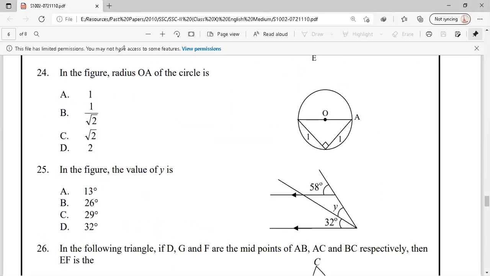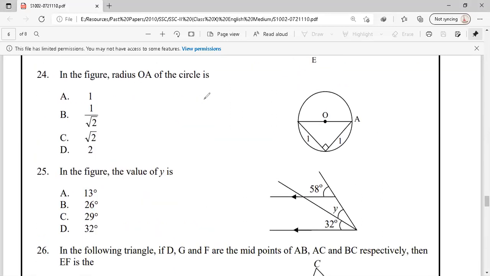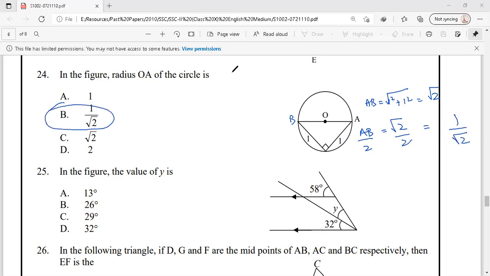Then we have question number 24 and 5. In this figure, radius OA of the circle is. So we know that this is 90, and let's find out the hypotenuse of this right angle triangle. Let's say this is B. So AB will be equal to square root of 1 square plus 1 square, that is square root 2, and the diameter divided by 2 will be equal to radius. Root 2 divided by 2, that is equal to 1 over root 2. So the correct answer is option B.